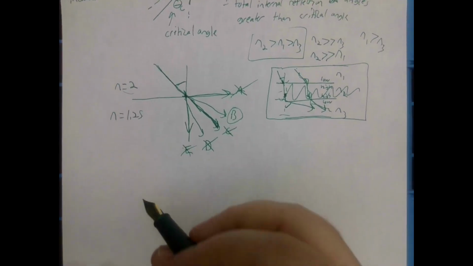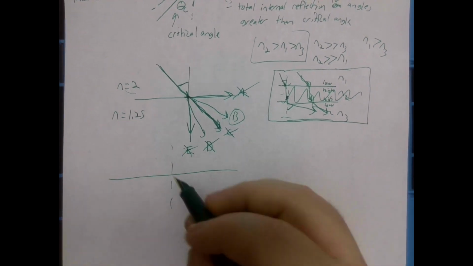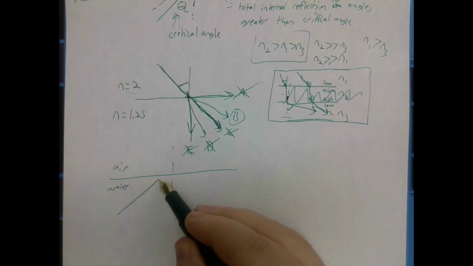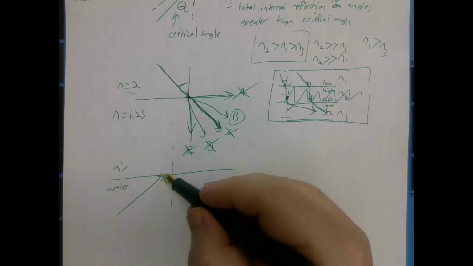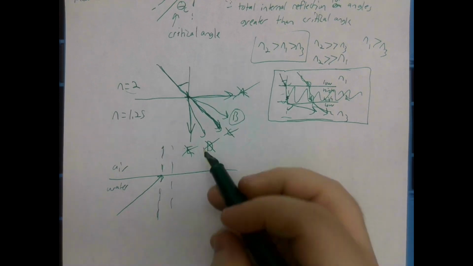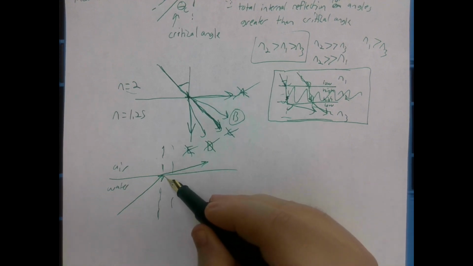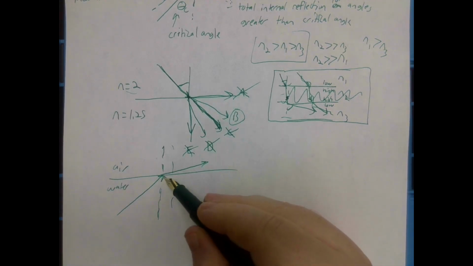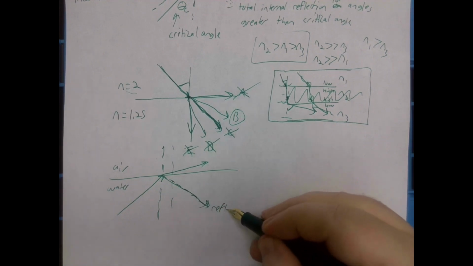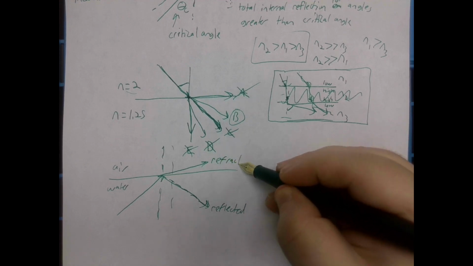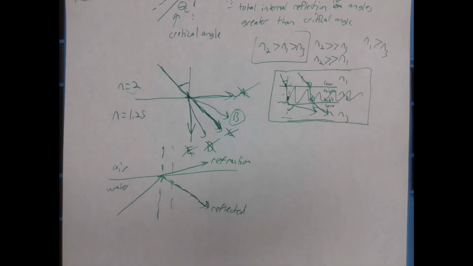Note also, for example, let's say we have some water and some air, and you shine a flashlight at this boundary. So that means it's going to bend away, but also there is some reflected light. So we have some reflected light, and we have some refracted light. After the critical angle, it's all reflected. And the more straight on you are, the less reflected light you have.